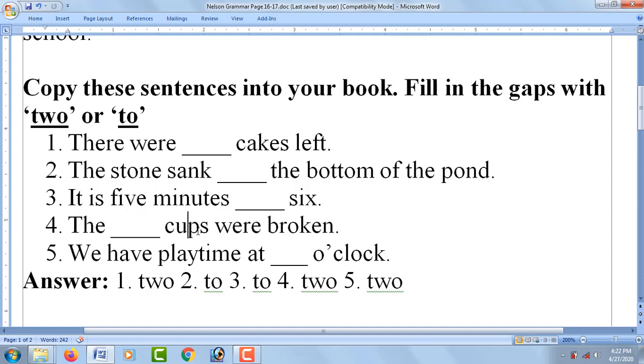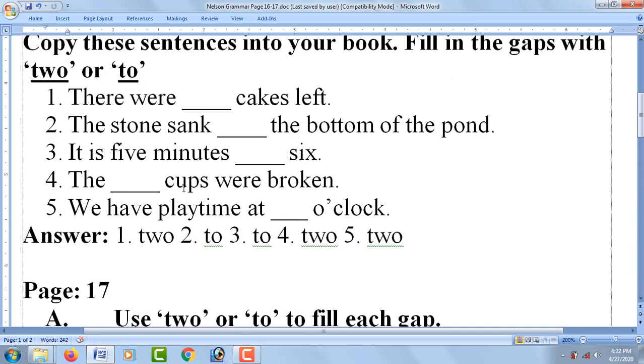The dash cups. This means the word cups has s, so we must use TWO. We have playtime at dash o'clock. That means when o'clock is used, we must use the full or complete time, not a fraction, especially 2, 3, 4, 5. So as there is the number, we use TWO here.